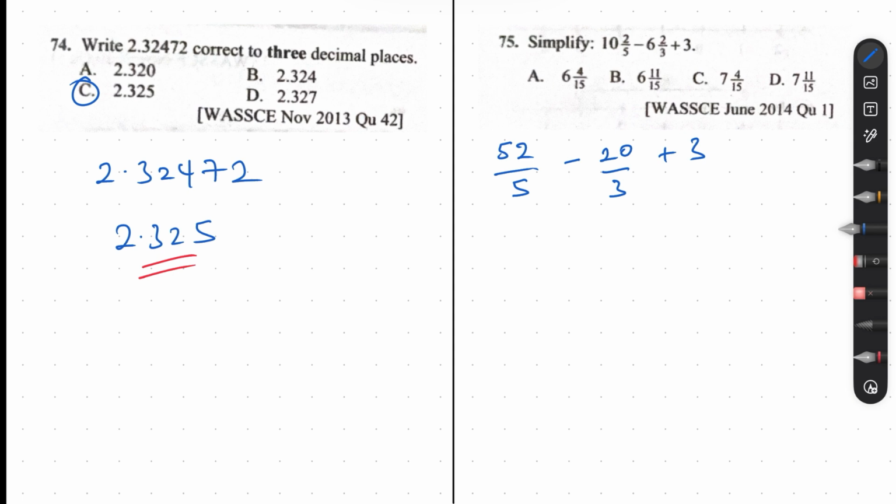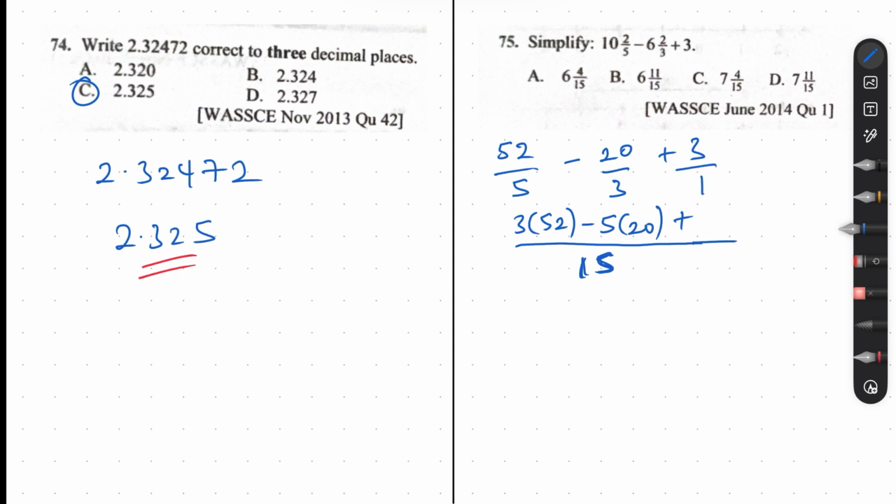Now let's find the LCM. The LCM is 15. Okay, now 5 goes into 15 how many times? 3. So 3 times 52. Okay, let's write it. 3 times 52 minus, and then 3 goes into 15 5 times, so 5 times 20. Then last but not the least, this is the same as over 1.